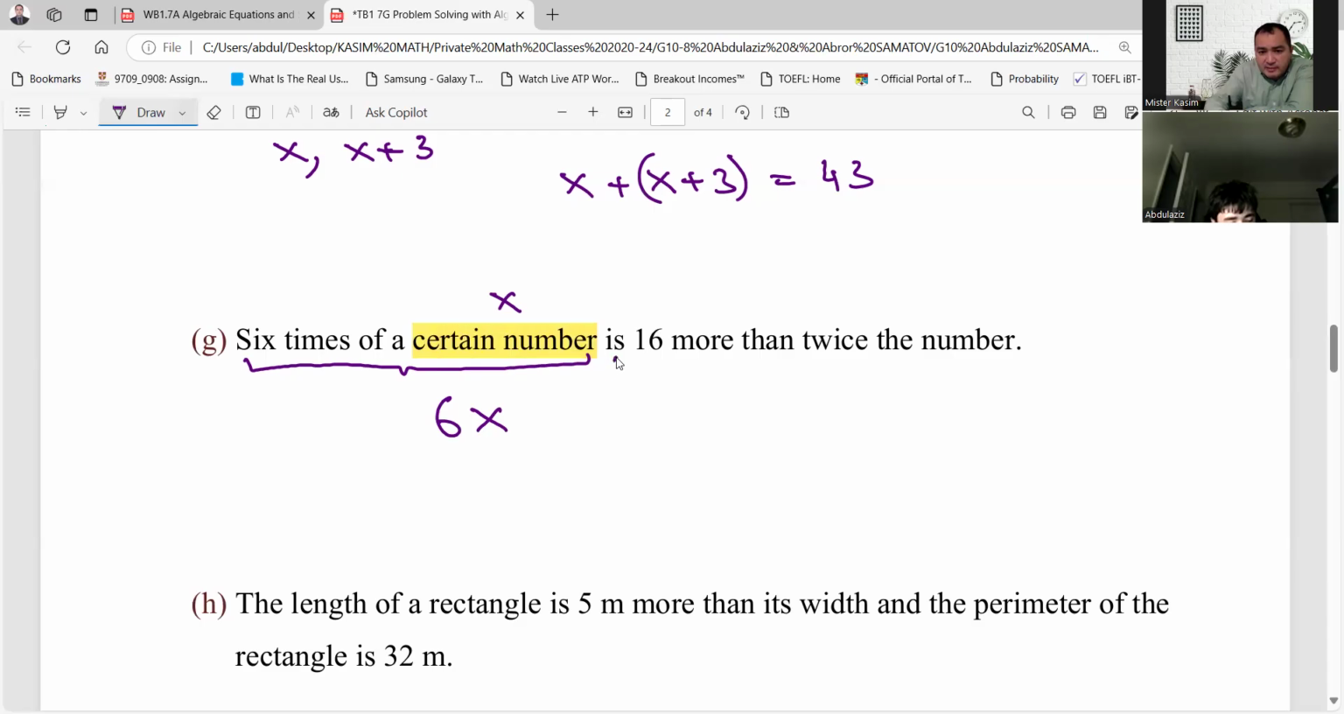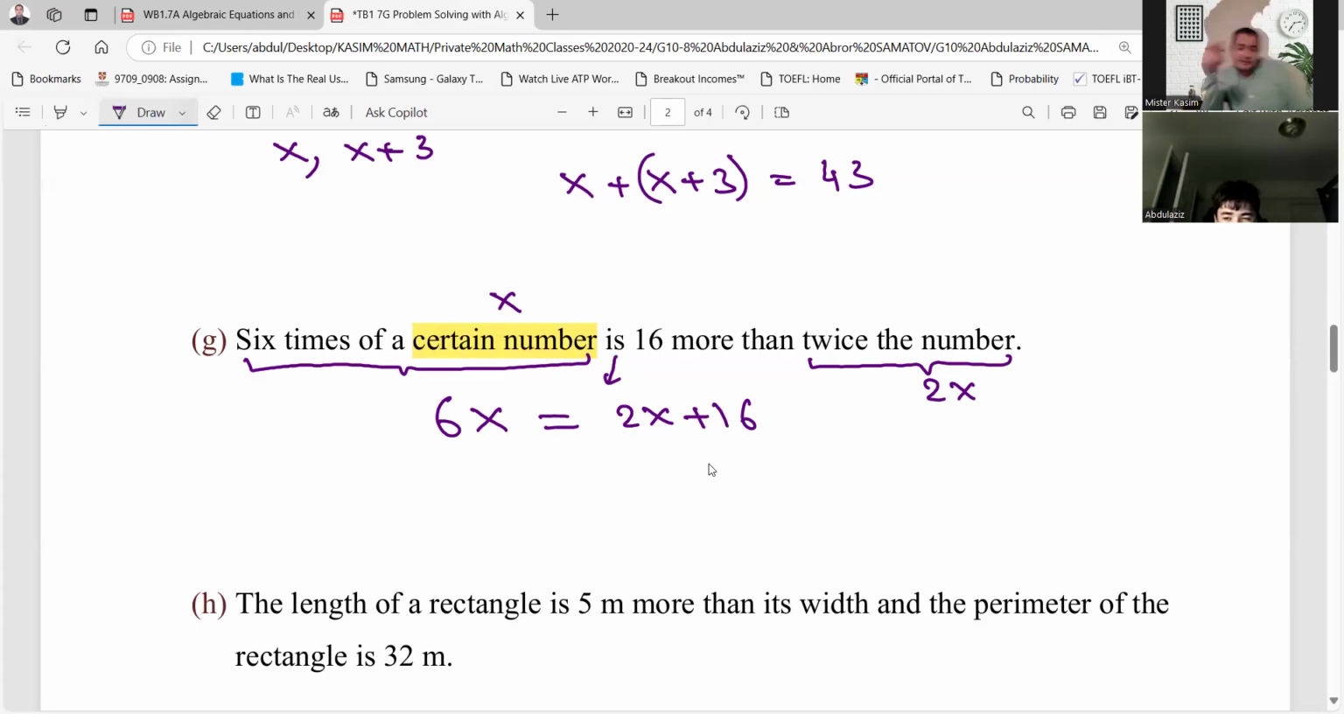And what does is mean? Equal, right? And 16 more than twice the number. And twice the number, that is 2x. More means a plus, so that is 2x plus 16. Does that make sense?